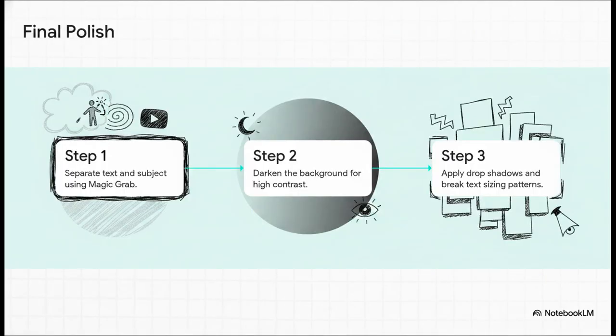Step 1, use Magic Grab to separate your text and your subjects so you have total control. Step 2, swap or darken that background to create massive high contrast. Step 3, apply drop shadows and use pattern-breaking text sizing. This visual disruption is a real game changer. It literally forces the viewer's eyes exactly where you want them to go.